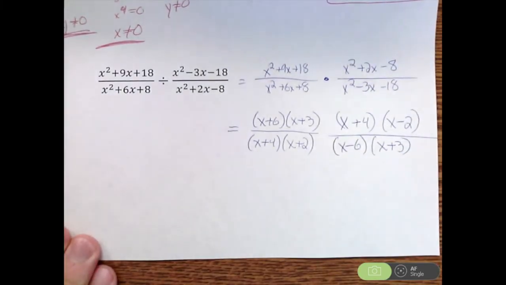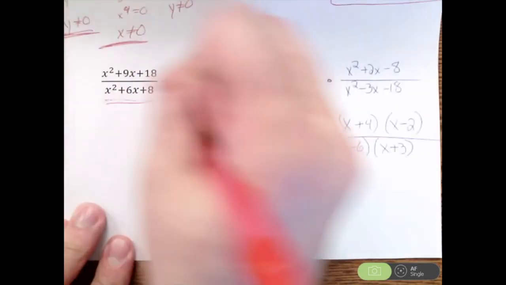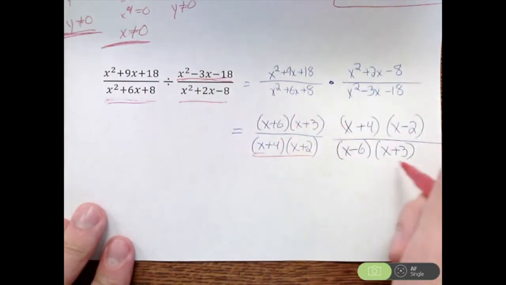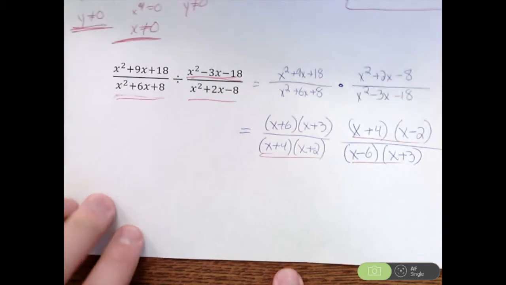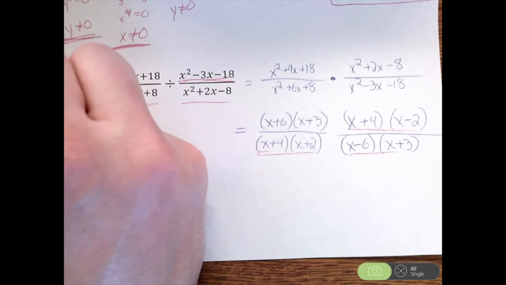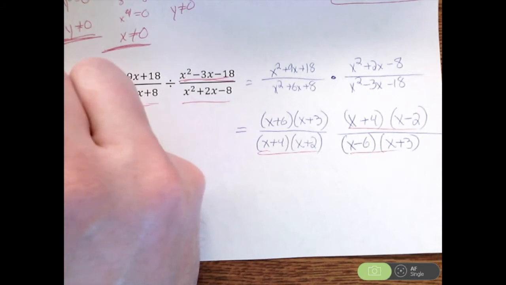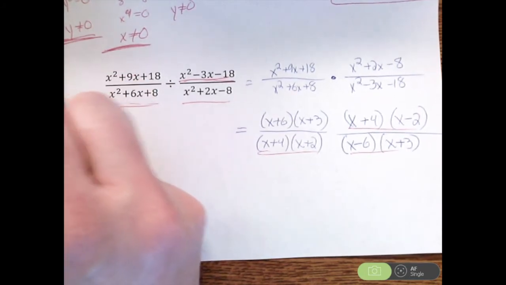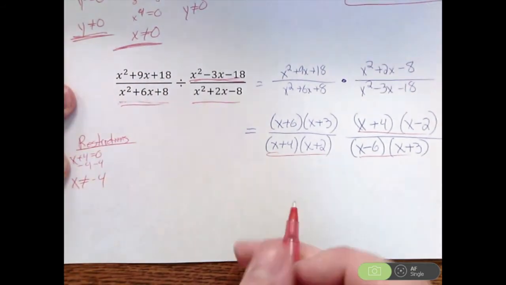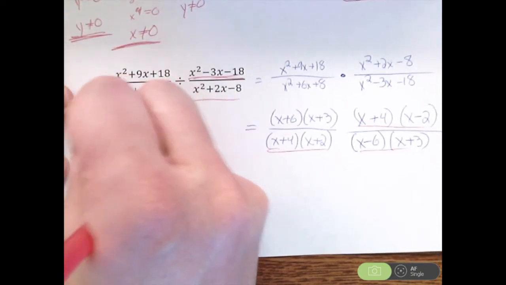Now remember, restrictions. We never want our denominator equal to 0, so restrictions come from here, here, and since we flipped this, also here. So going through the restrictions, take each factor, set it equal to 0, and solve. So x plus 4 is equal to 0. I get x cannot be negative 4 there. Take that x plus 2 equal to 0 and solve. X cannot be negative 2.